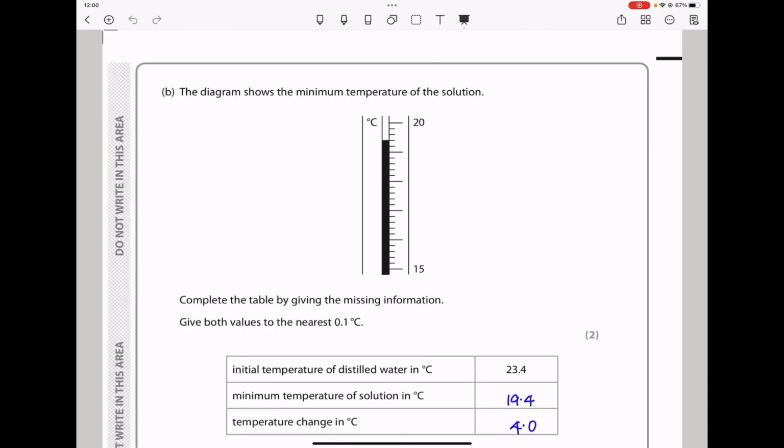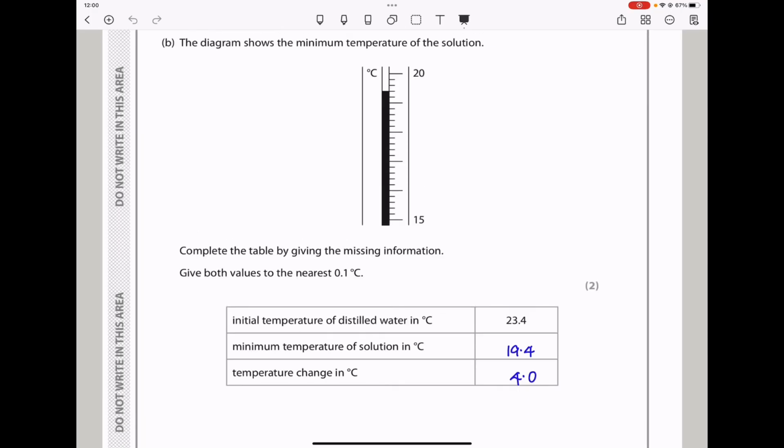In part B, the diagram shows the minimum temperature of the solution. So if this is 23.4, this is 15, so that is 16, 17, 18, 19. And since there are 5 subdivisions, it means each corresponds to 0.2 degrees. So if this is 19, 19.2, 19.4. So this is going to be 19.4. And the difference between the two is going to be 4.0 degrees.